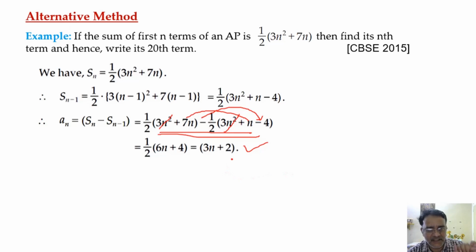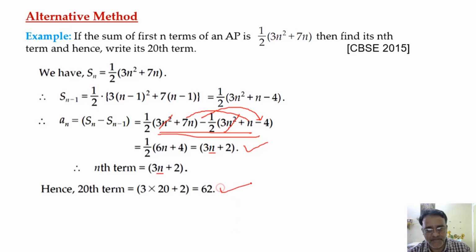Now we have to find the 20th term. So 20th term, how will you get? By simply substituting the value of n. That is 3 into 20 plus 2, 60 plus 2, 62. Any doubt in this method? No, sir. Okay, fine.